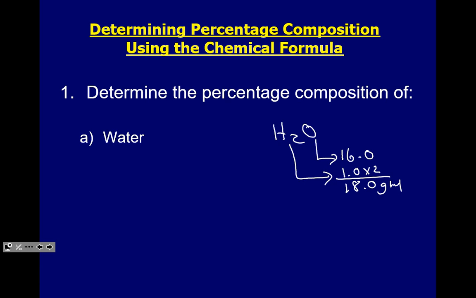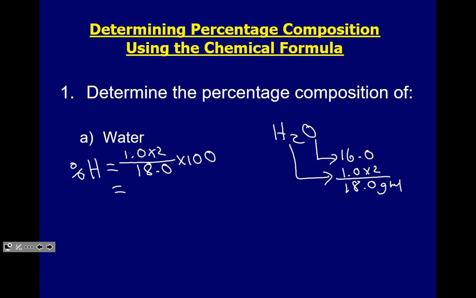So if I want to know the percentage hydrogen in water, well, I'm going to find the mass of the hydrogen, 2. I'm going to divide it by the total, 18, and I'm going to multiply it by 100. I'm literally determining the percentage. So I can go to that line. I'm going to write out 1 times 2 divided by 18 times 100.